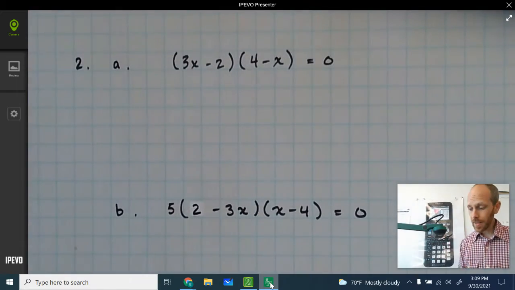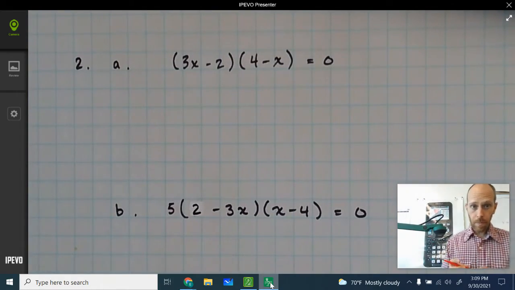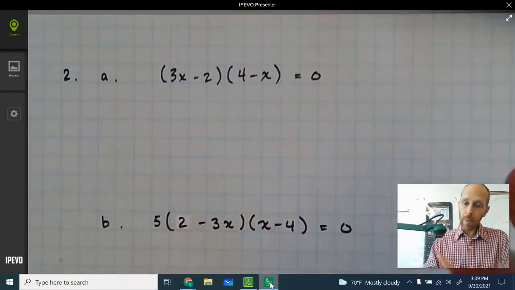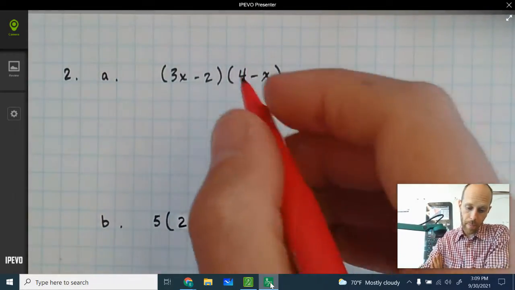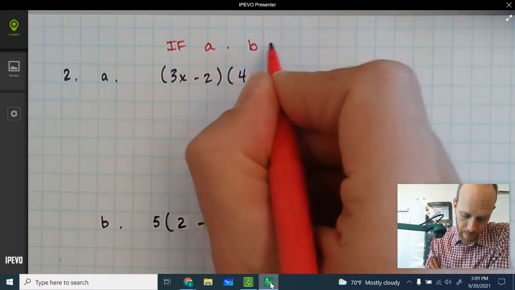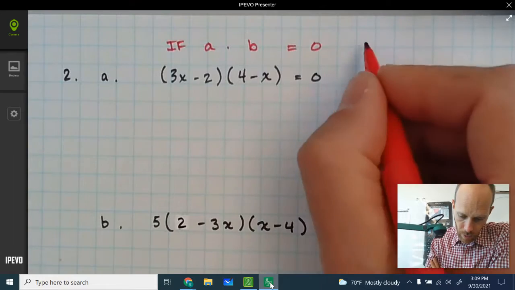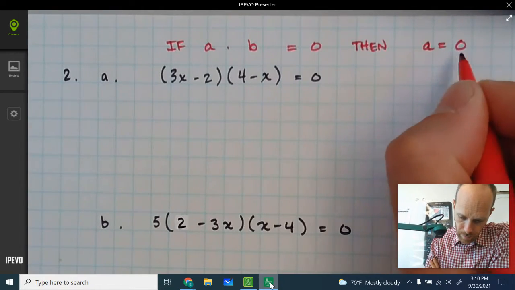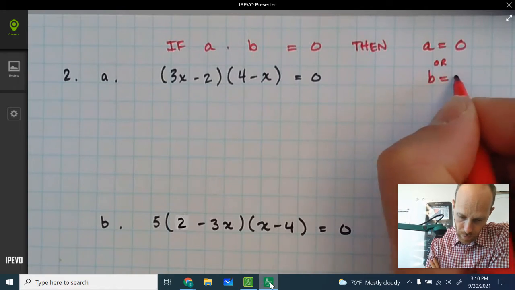And we are on to number two. Number two, we have a factored form quadratic equation right here, and we're going to be using something called the zero product property, which says that if A is multiplied by B, and that gives you 0, then either A is 0 or B is 0.